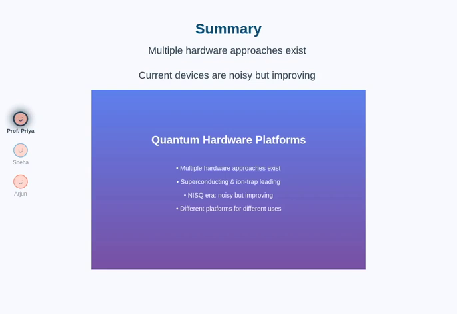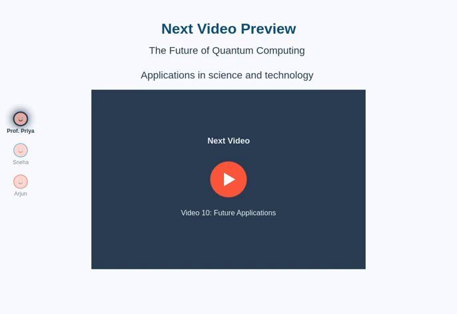To summarize, multiple hardware approaches exist for quantum computing. Superconducting and ion-trap qubits are currently leading. We're in the NISQ era with noisy but rapidly improving devices. In our final video, we'll look at the future of quantum computing and its transformative applications in science and technology.